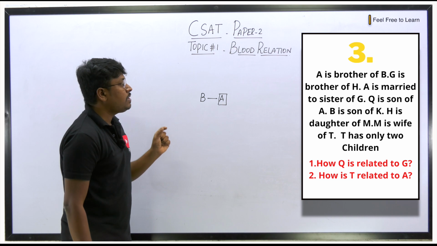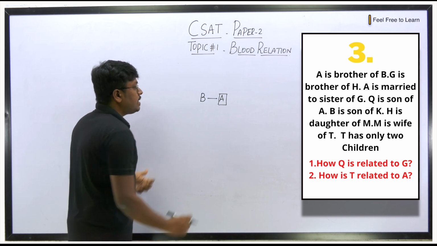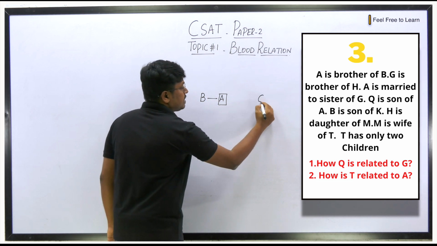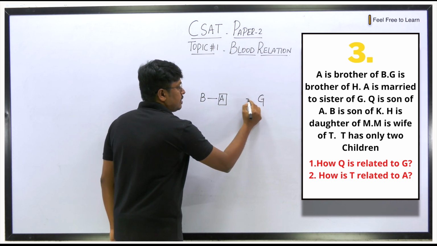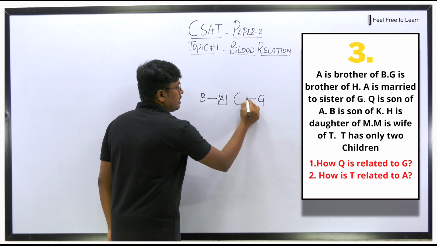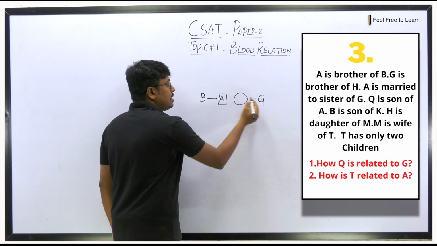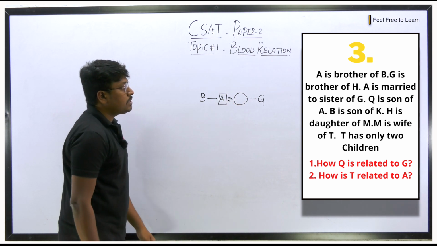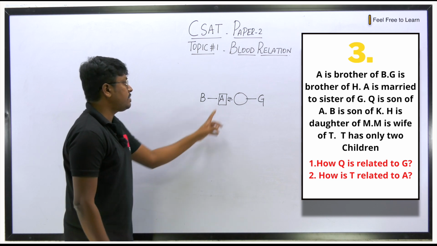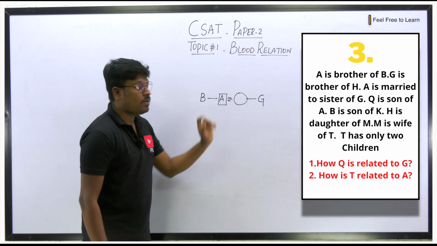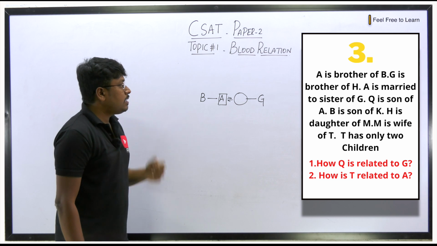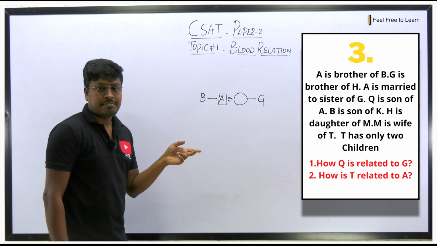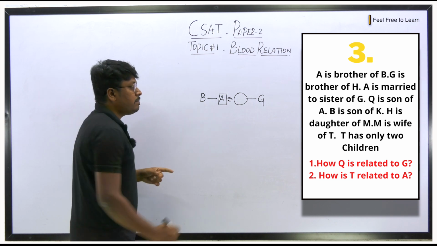A is married to sister of G. Just see here, the person A is married to the sister of G, right? There is a person G and G's sister, someone, we don't know who that person is. It is not mentioned here. So G is having a sister, and this sister is married to A. Got it? According to the third point, A is married to the person who is sister of G. Understood? And the second point, G is brother of H. So H's brother is G. Just listen here, H is having a brother, that is G.